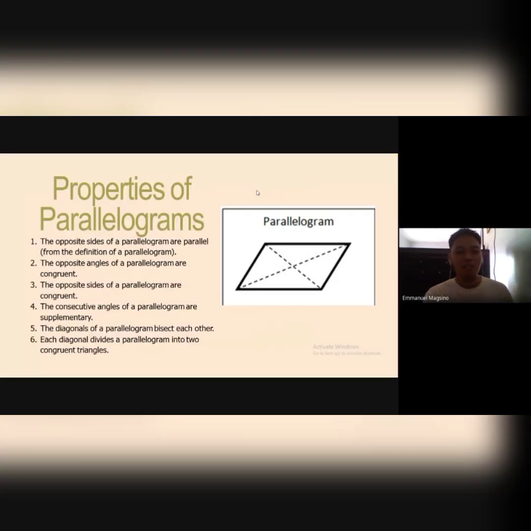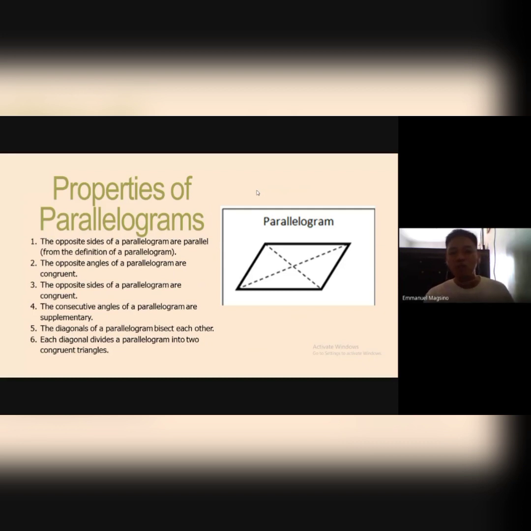There are 6 properties of parallelograms. Number 1, the opposite sides of a parallelogram are parallel, from the definition of a parallelogram. Number 2, the opposite angles of a parallelogram are congruent. 3, the opposite sides of a parallelogram are congruent. 4, the consecutive angles of a parallelogram are supplementary. 5, the diagonals of a parallelogram bisect each other. And last, each diagonal divides a parallelogram into 2 congruent triangles.